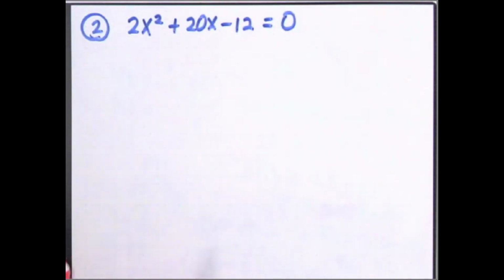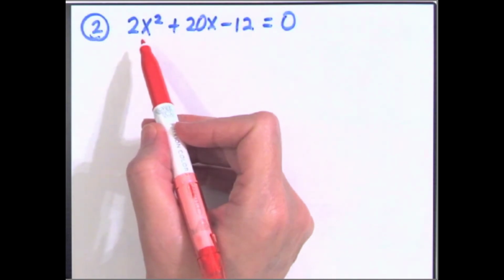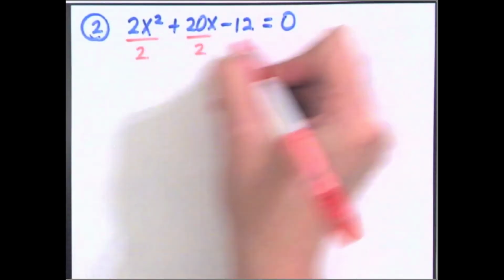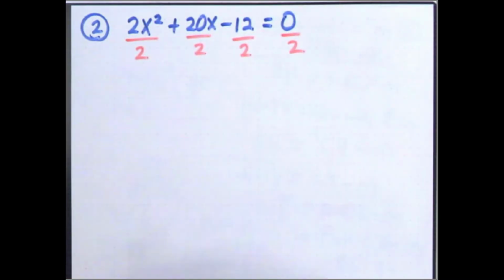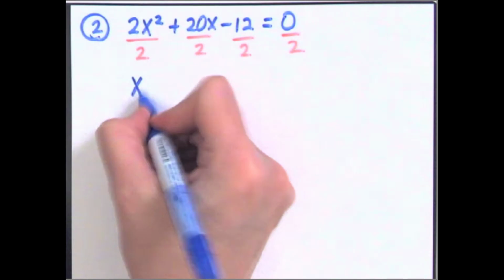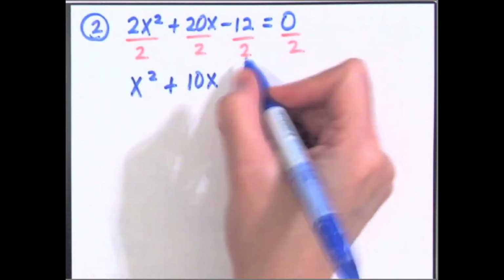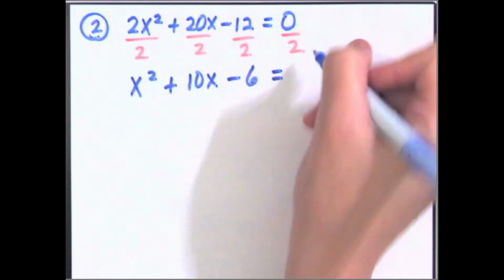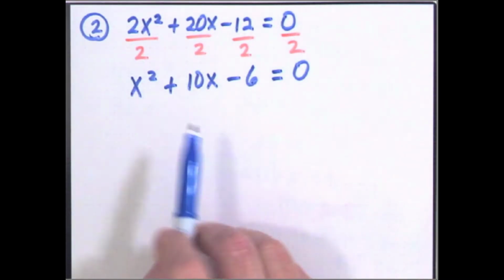So this one looks a little bit different. I noticed that my a is definitely not 1, so I'm going to go ahead and divide everything through by 2, all terms, both sides, everybody. Here the 2's cancel, I get x squared. 20x divided by 2 would be 10x. Negative 12 divided by 2 is negative 6, and 0 divided by anything is 0. Okay, it looks a little better.